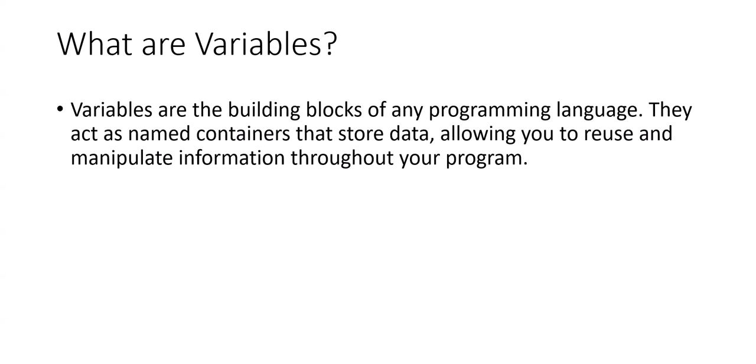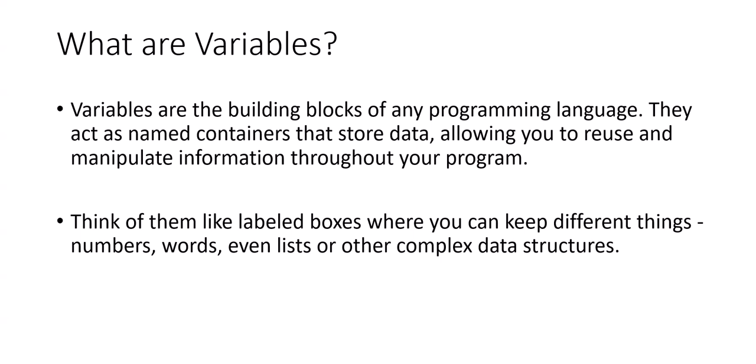Good. So what have I said? Think of them like labeled boxes. Remember, the label is the name of the variable. So think of them as labeled boxes where you can keep different things. Those are the data values that you are dealing with. And remember, in the coming tutorials, we'll go through the data types. So whether your data type is numbers, words, lists, or any other complex data structures, you need something that can store it for you, and that is a variable.